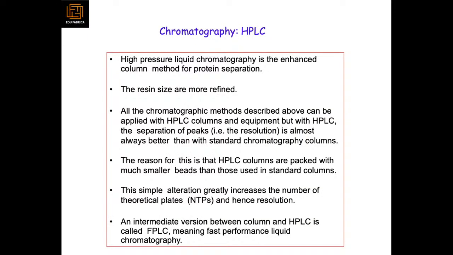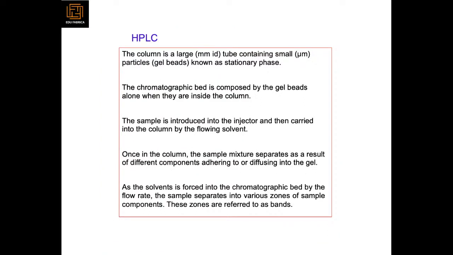Now next is HPLC, which is known as high pressure liquid chromatography, an enhanced method of a column method. In this, resin sizes are more refined, and all the chromatographic methods described above can be applied for HPLC columns. The reason for this is that HPLC columns are packed with much smaller beads than those in the standard columns. The column is a large tube containing small particles known as stationary phase, and the chromatographic bed is composed of the gel beads inside the column.